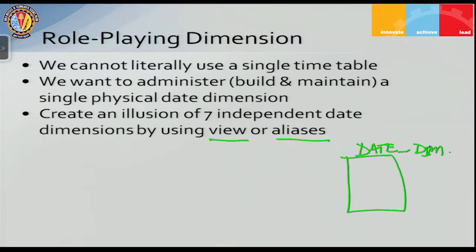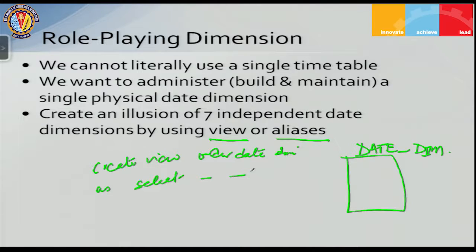So this is my date dimension. What I do is I create a view, order date. I have a syntax later in the presentation, but let me say: create view order date dimension as select attributes from this date dimension, whichever you want, with whatever names you want, and you create that. So this is a view that is created.